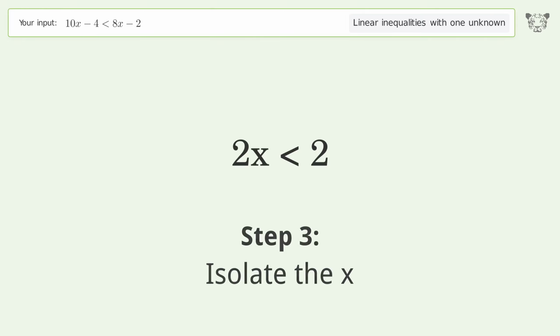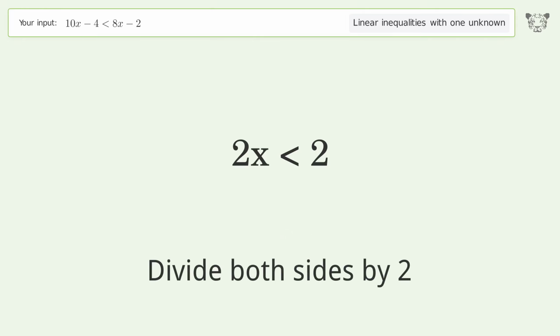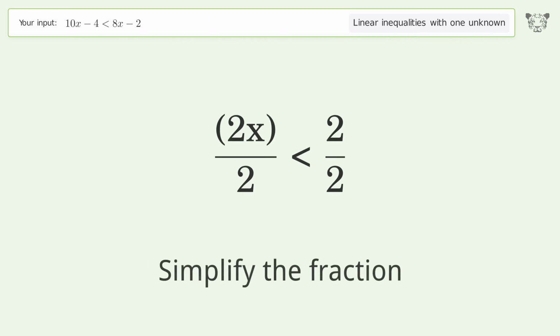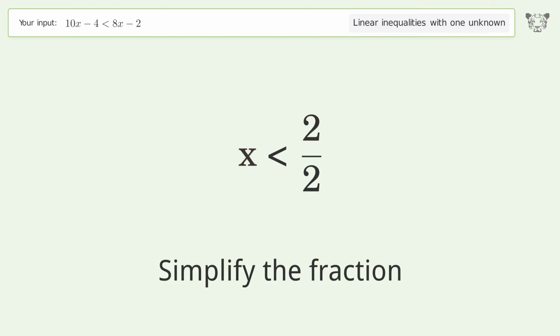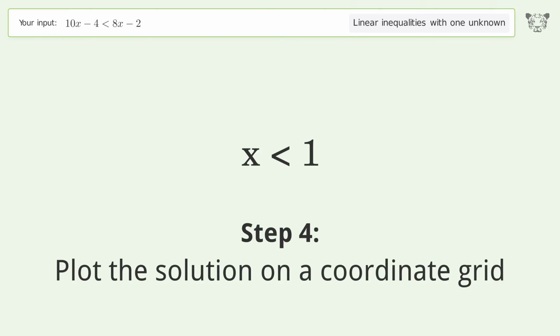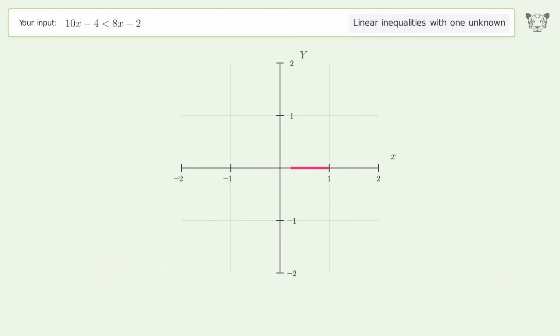Isolate the x. Divide both sides by 2. Simplify the fraction. Plot the solution on a coordinate grid. And so the final result is x smaller than 1.